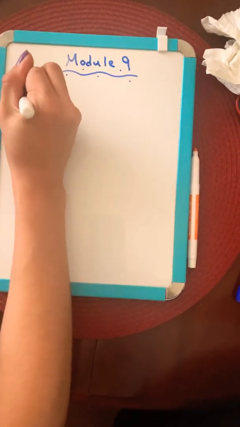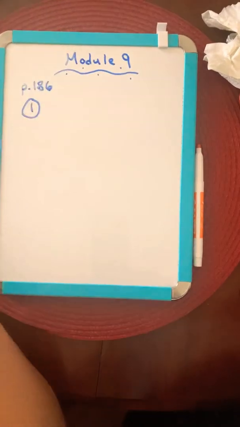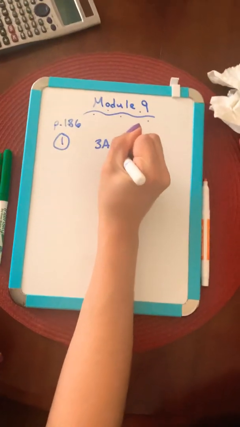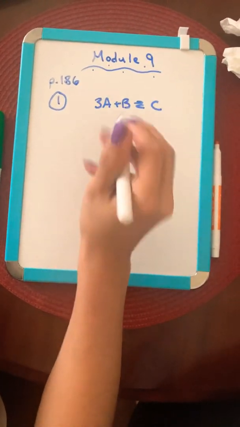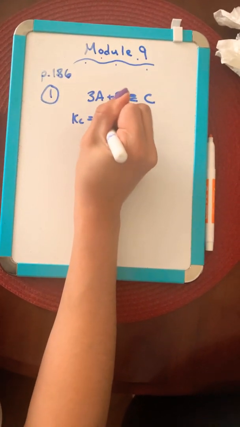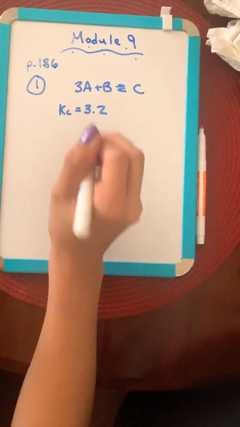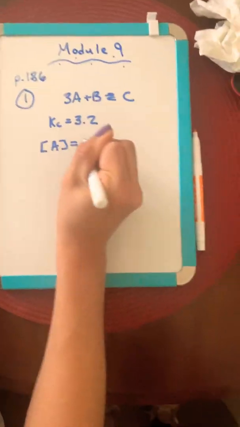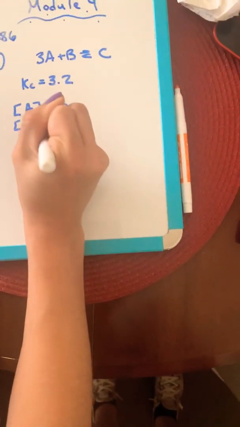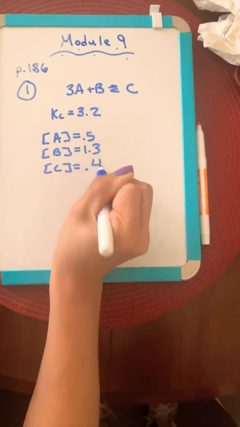So this is going to be on page 186, and I'm going to be doing number 1. In your workbook, it says that you have 3A plus B goes to C. They do give you a Kc value, which is 3.2, and another set of concentrations, which is A is 0.5, B is 1.3, and C is 0.4.